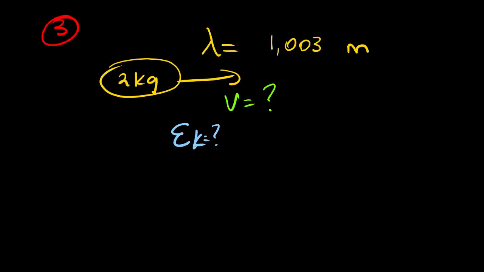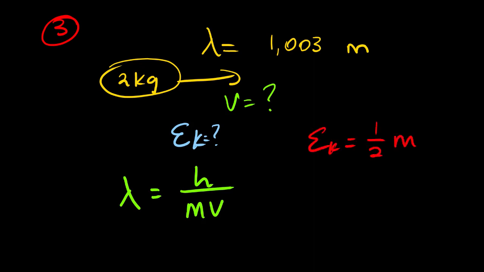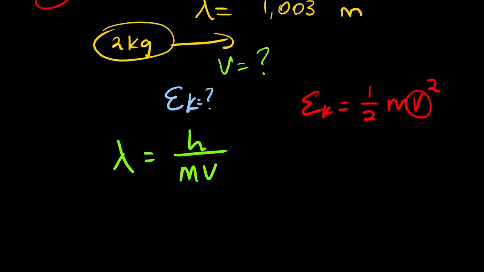An object having the de Broglie wavelength of 1.003 meters. The mass is 2 kg. What is the kinetic energy of the object? Now we are going to use the equation of de Broglie to calculate the velocity. Remember that kinetic energy is defined by this equation. Ek equals half mv squared. So in this case, you don't have the velocity. Now we need to calculate the velocity using this equation.